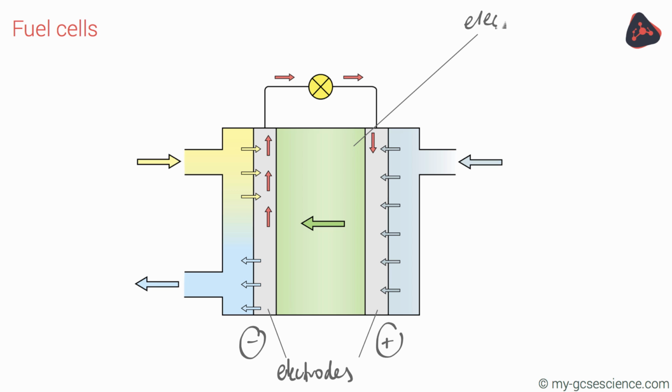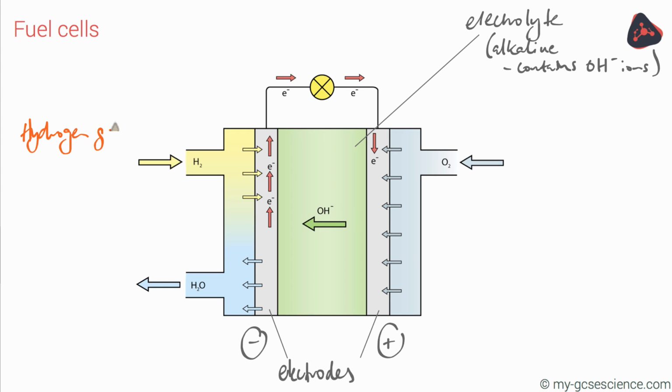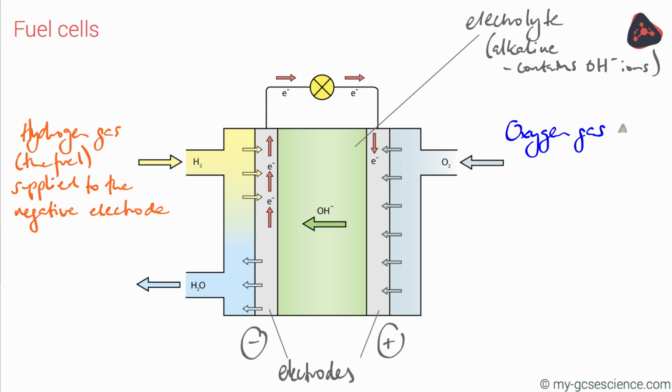In between the two sides, we have our electrolyte, which in a fuel cell is always alkaline, which means it contains hydroxide ions. So the hydrogen gas, our fuel, is supplied to the negative electrode, and the oxygen gas is supplied to the positive electrode.